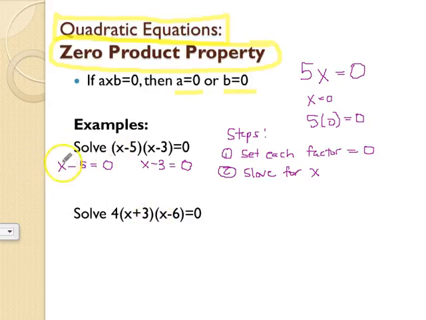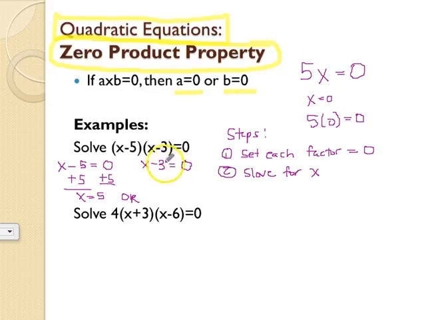So let's do the first one. x minus 5 equals 0. To solve for x, I'm going to do the opposite of what's being done to it. Since x is being subtracted, I'm going to add 5 to both sides, and x would equal 5. So one of my solutions would be x equals 5.